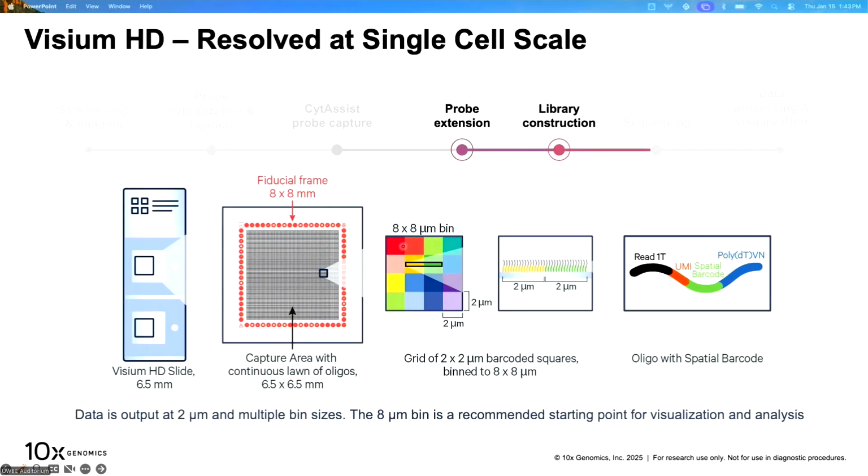This is what gives the single cell resolution scale for Visium. We have a continuous lawn of oligos across this 6.5 millimeter square capture area. The spatial barcode changes every 2 micrometers in the X and Y direction, and that is what gives us the single cell scale resolution. There are no gaps between different barcoded features, so we don't miss any important information.